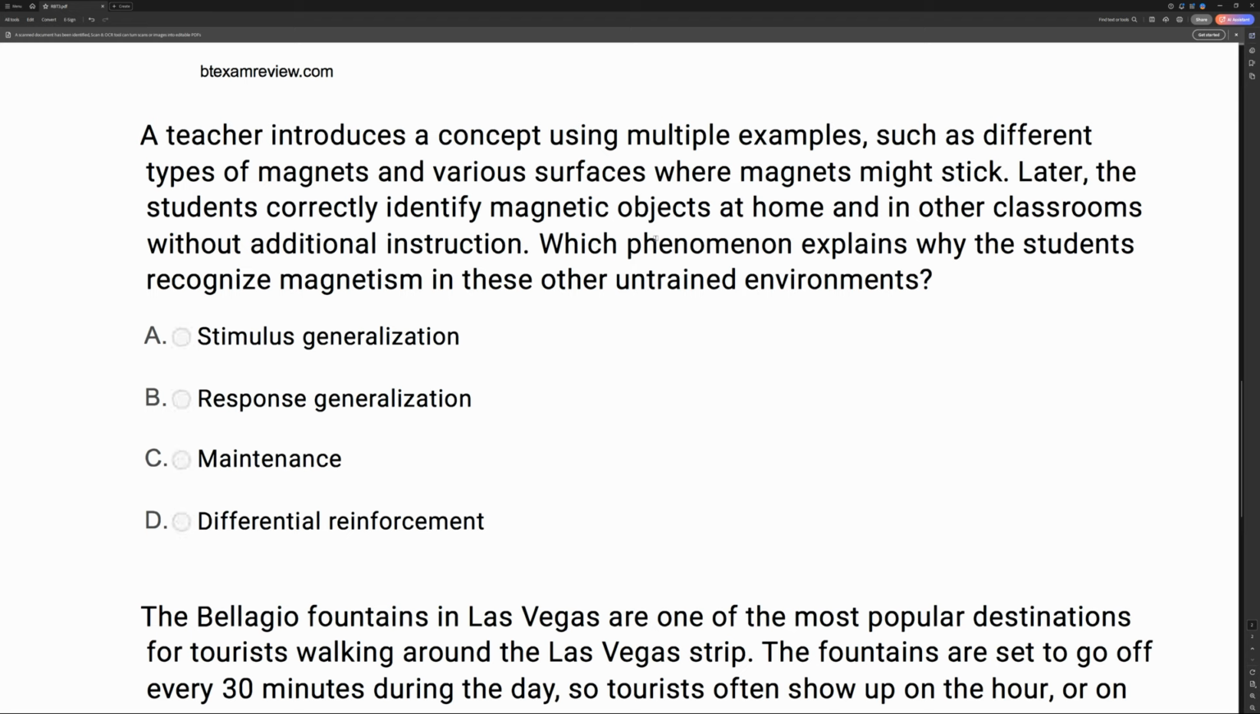So let's think about this. This is more of a complex question, but we're just going to attack the question and it's going to be okay, right? We're trying to figure out why the students recognize magnetism in untrained environments. In other words, students can walk into the kitchen and pick objects that are magnetic, or they can go to their friend's house and pick objects that are magnetic.